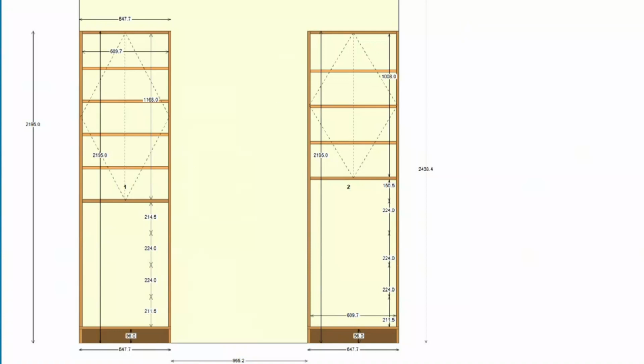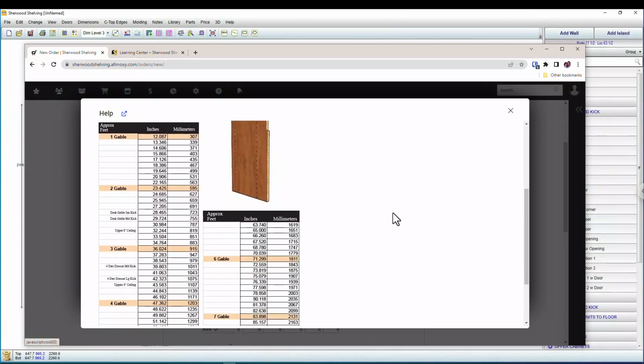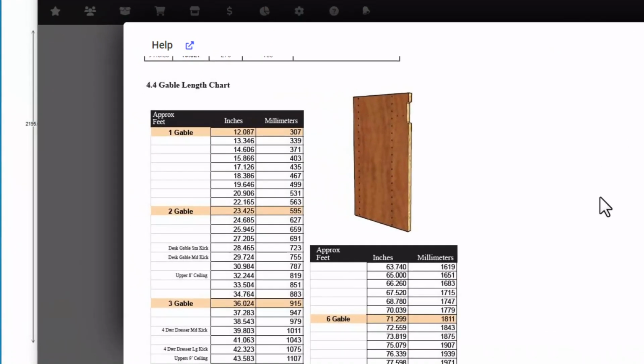The best place to find the gable length chart is on the online ordering. And if you've got a product with gable special drilling, just go to the I for information and click on that, and right there you'll find the gable length chart. So with this first one, we've determined that it's 1011 millimeters, and as you can see on the chart, the imperial measurement for that is 39.803 inches.